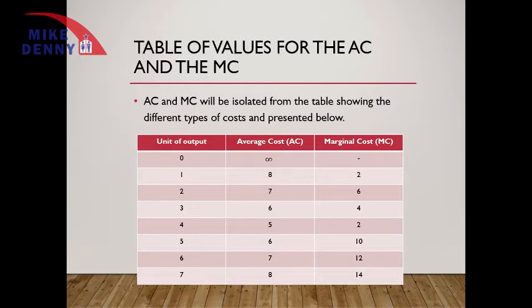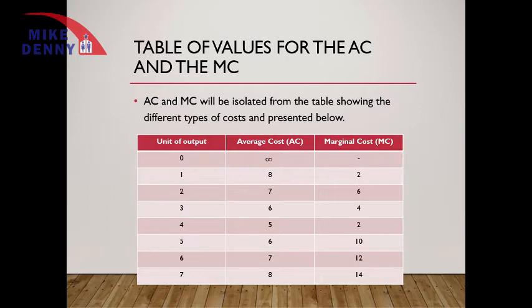When output is 1, average cost is 8. You arrive at 8 by taking the total cost and dividing by 1. When output is 2, average cost is 7. When output is 3, average cost is 6. When output is 4, average cost is 5. When output is 5, average cost is 6. When output is 6, average cost is 7. And when output is 7, average cost is 8.